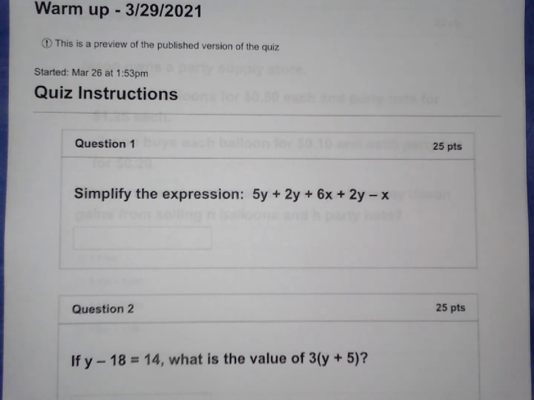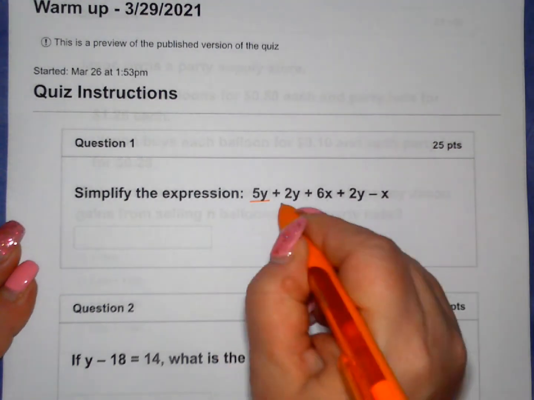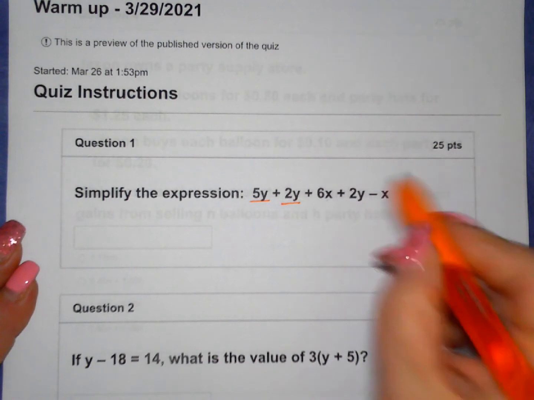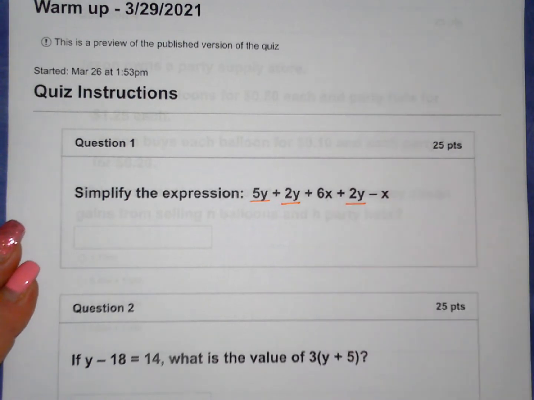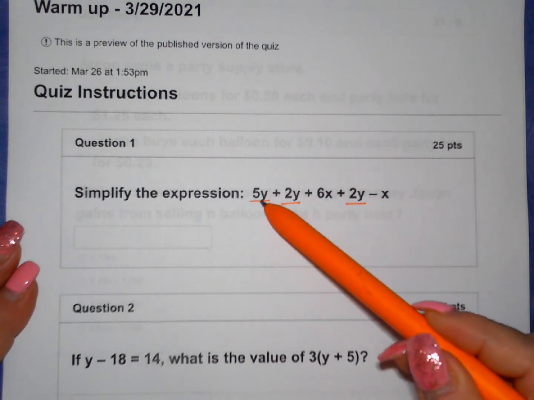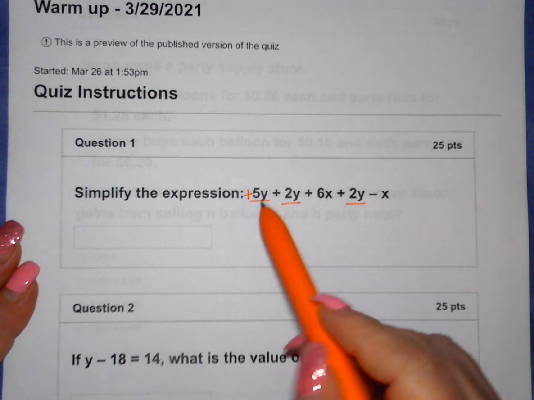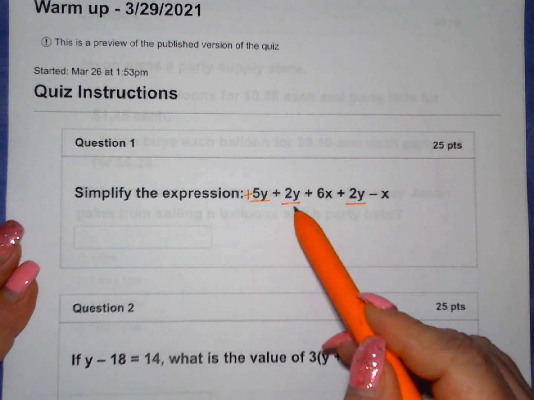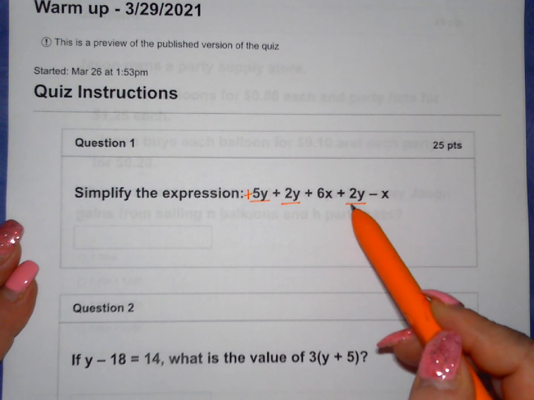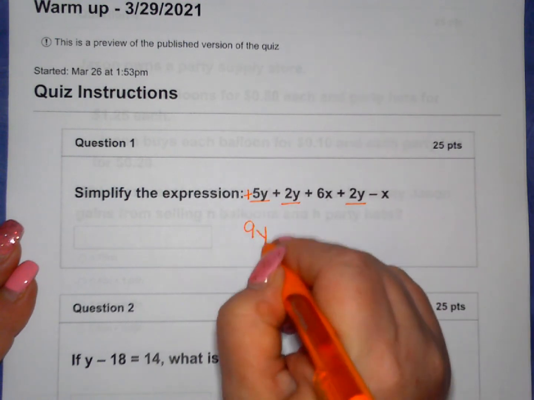So the first thing I want to do is find all my like terms. So 5y and 2y and 2y are like. So I'm going to add those all together. Positive 5y, because remember there's an invisible positive sign right in front of it. Positive 5y plus positive 2y is positive 7y, plus positive 2y is positive 9y. So I just write 9y.